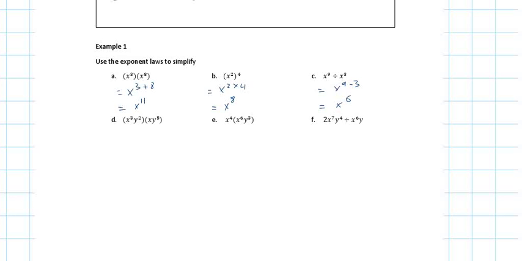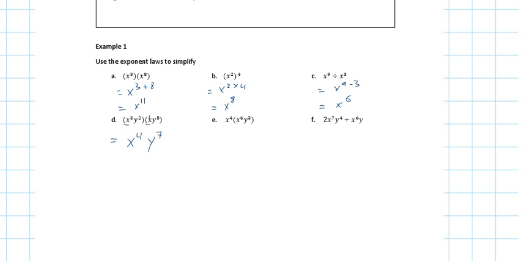x4, y7. That's correct. So if you look at this one, I have multiplication between the terms, right? So everything is multiplied together. So I have to look at the like terms, and because it's multiplication, I add their exponent. So 3 plus 1, right? So that gives me x4. And then y, 2 plus 5, that gives me 7.